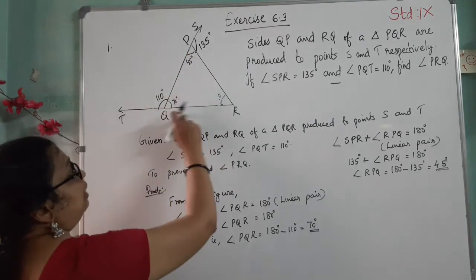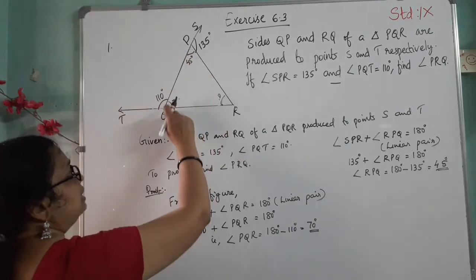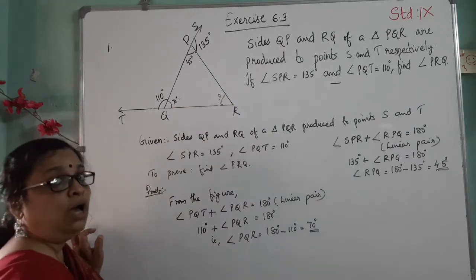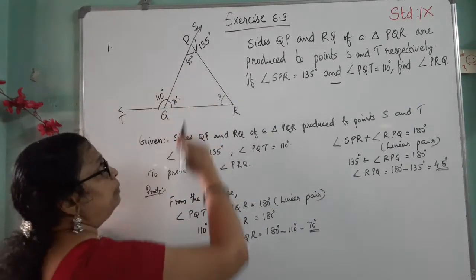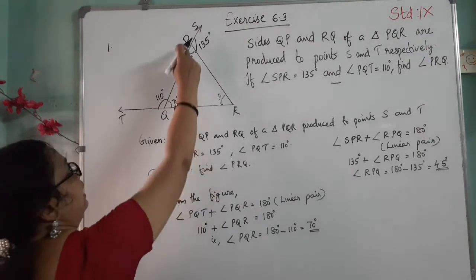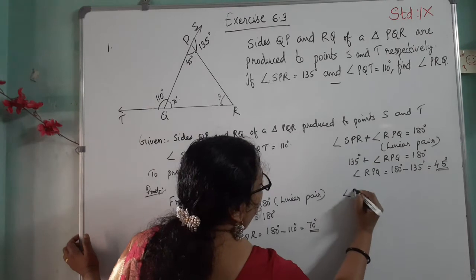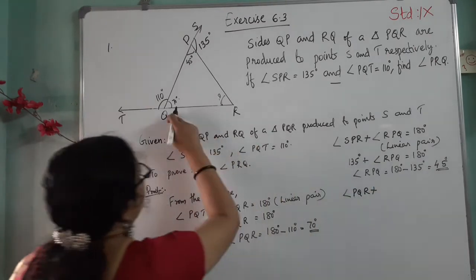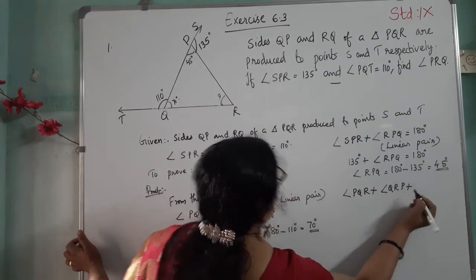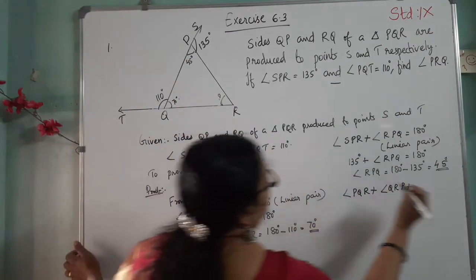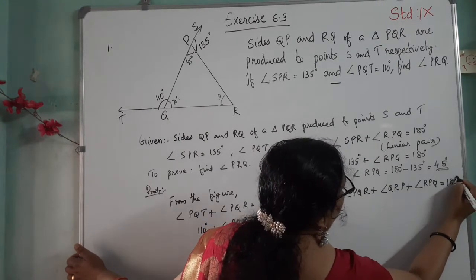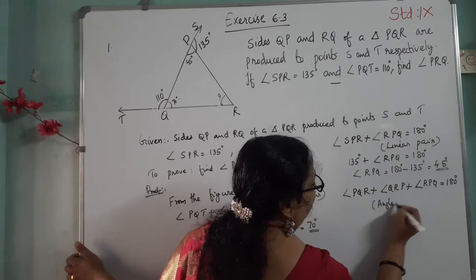Then in a triangle PQR, angle P, this angle Q we get, then we can find out this angle R through angle sum property. We know that angle sum property is in a triangle the sum of three angles is 180 degree. So we can write angle PQR plus angle QRP plus angle RPQ equal to 180 degree. Angle sum property.